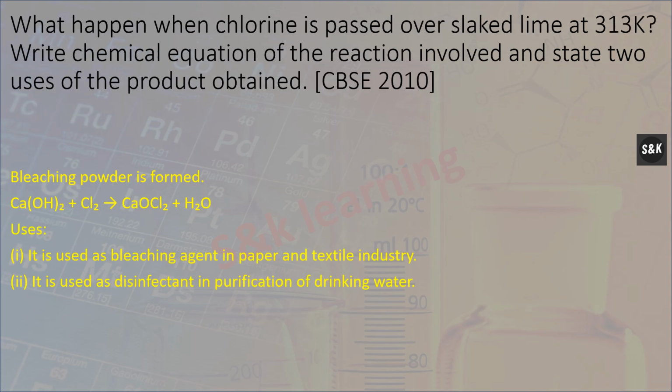What happens when chlorine is passed over slaked lime at 313 Kelvin? Write the chemical equation for the reaction involved and state the use of the product obtained. So bleaching powder is formed, that is Ca(OH)2 plus Cl2 gives CaOCl2 plus H2O. It is used as a bleaching agent in the paper and textile industry. It is also used for disinfection and purification of drinking water.